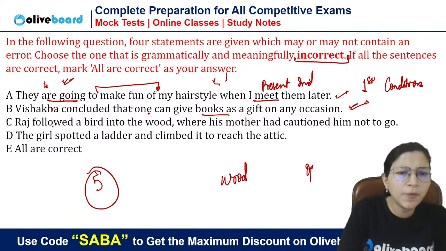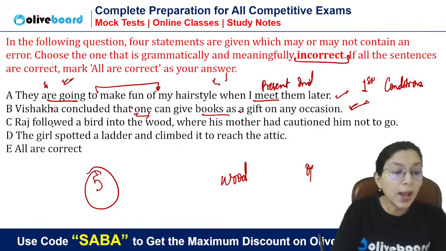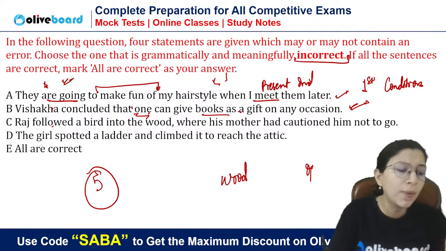One is followed by one. So यहाँ पे one के साथ कहाँ कुछ use हुआ है? One can give books as a gift on any occasion. So it is absolutely correct, Shruti. अगर हम his या her use करेंगे, then it will become wrong.